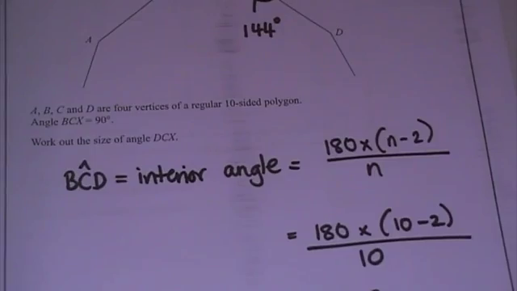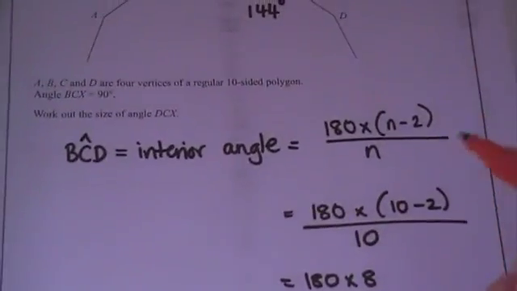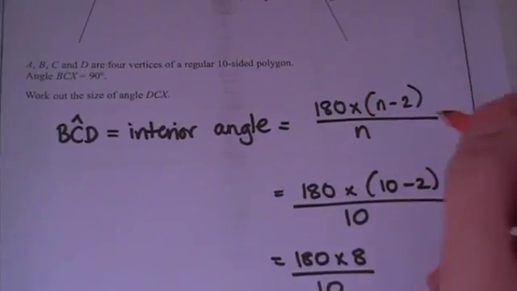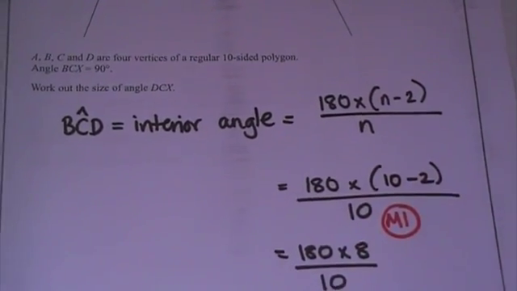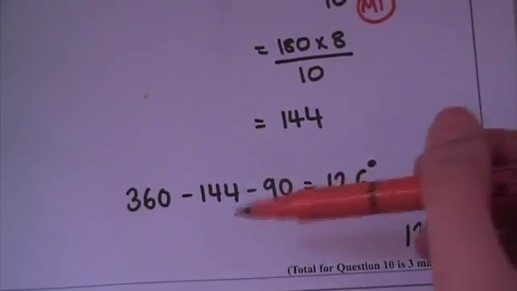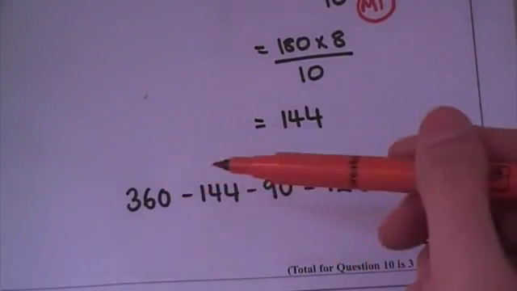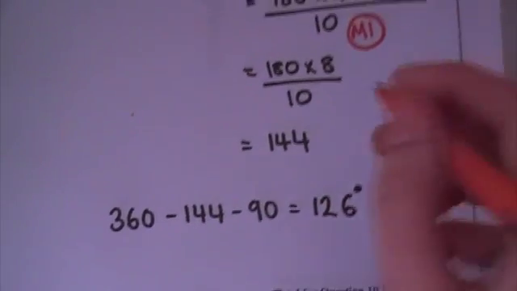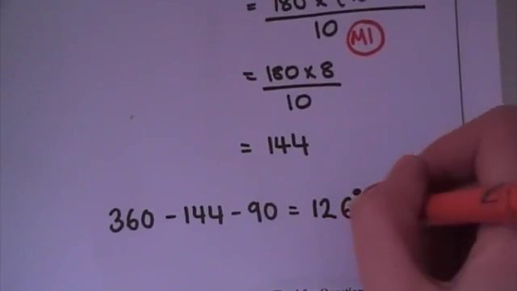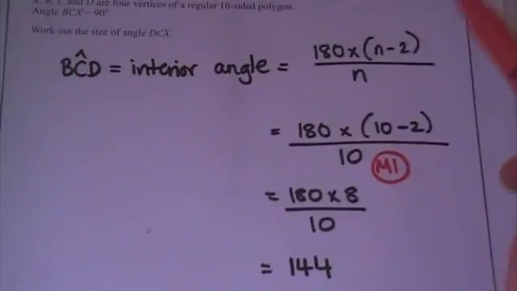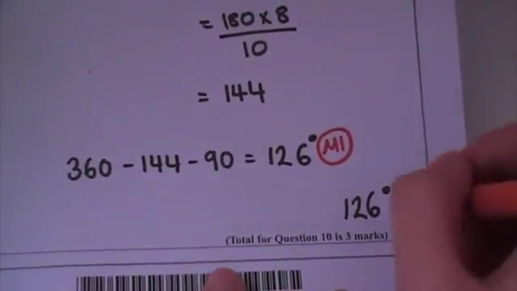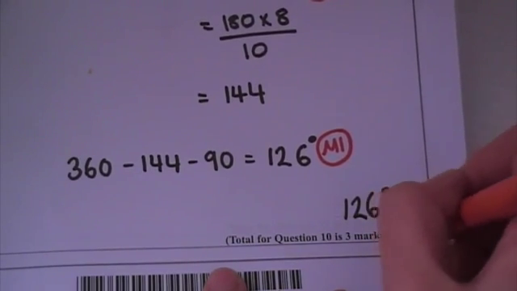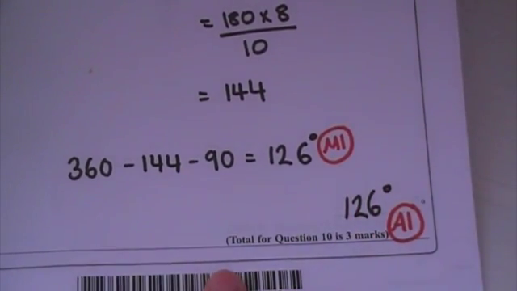This is worth 3 marks. So your first mark is for correctly using this formula, substituting that in. So method 1, so that's something you need to learn. The second mark is down here, method mark, for knowing angles around a point minus those two which we already know. So that'll be your second method mark. So interior angles, angles around a point, and then that final one is an answer mark for getting the correct answer of 126.